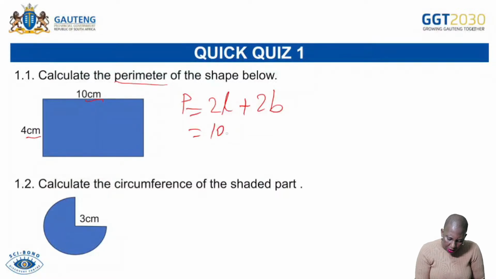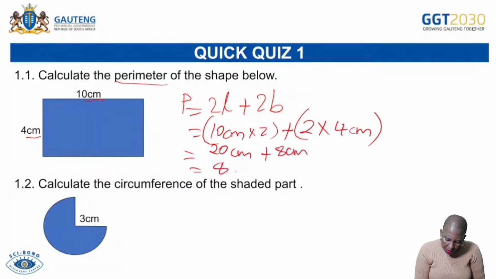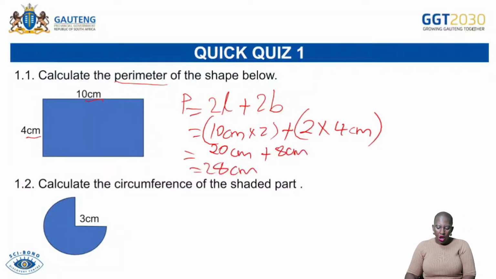And then it will be 10 centimeters times 2, plus 2 times 4 centimeters. And then you say 10 times 2, it will be 20 centimeters, plus 2 times 4, it will be 8 centimeters. So the perimeter will be 28 centimeters. Remember, here we are only focusing on the perimeter.